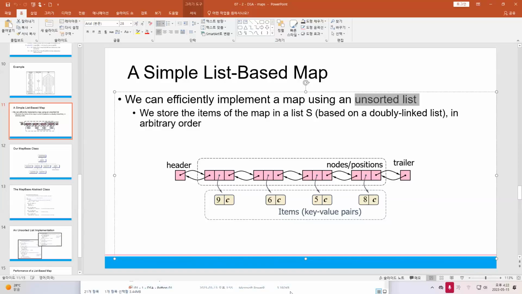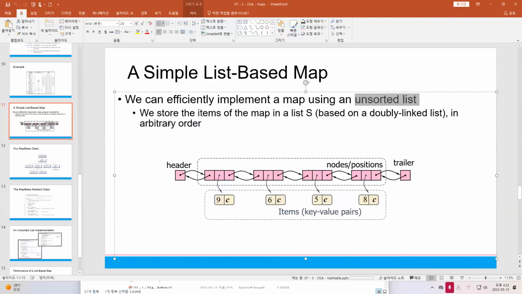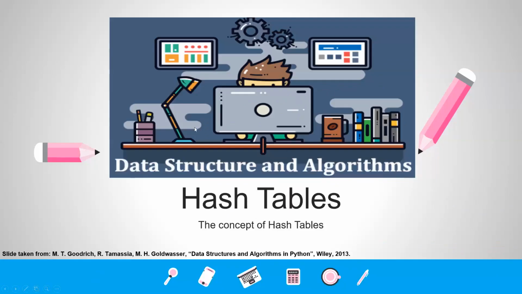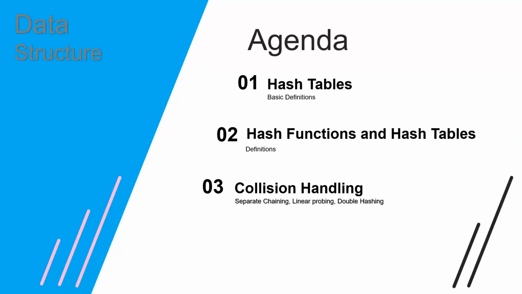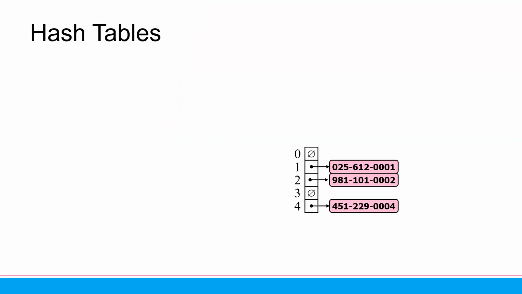So the next part that I want to explain is hash tables. This hash table is one of the subclasses of the map, and there are many applications of this hash table, especially these days. Let's look at the definition of this hash table.